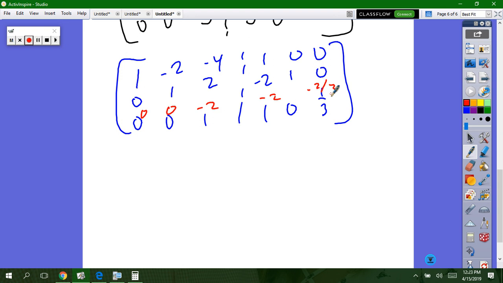Okay, so keep row 1. So your steps are 1, 2, 3, 4, 5, 6, 7, 8, 9.